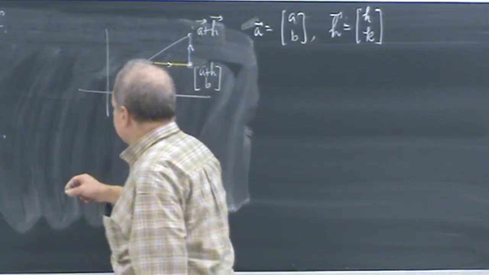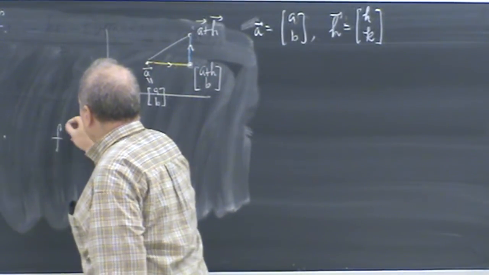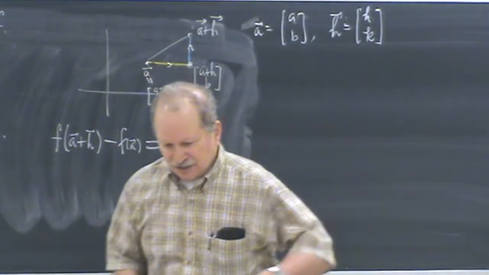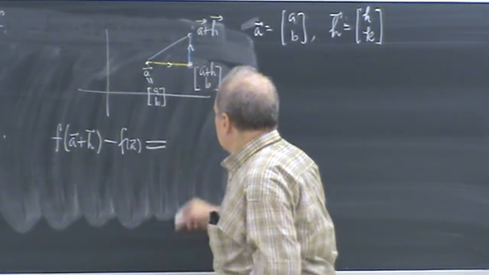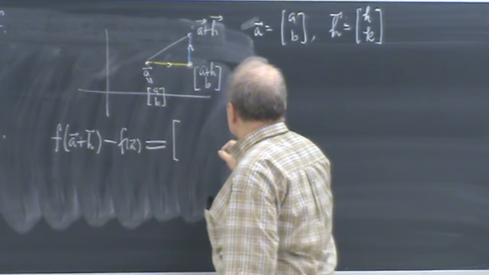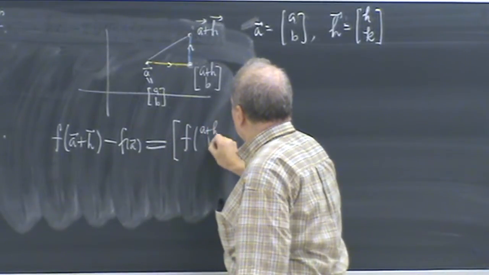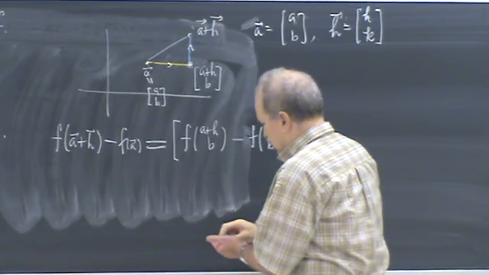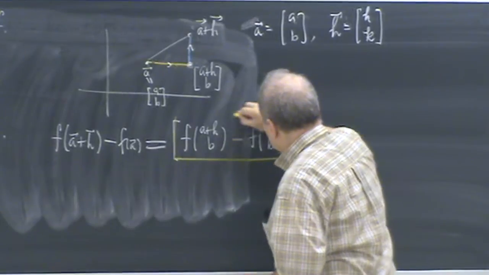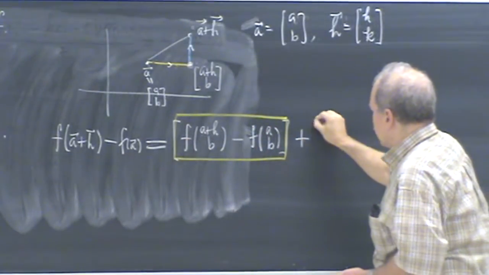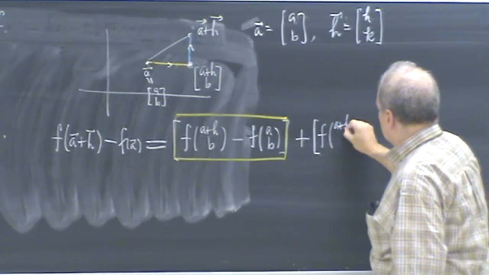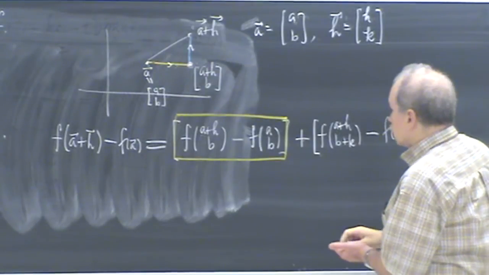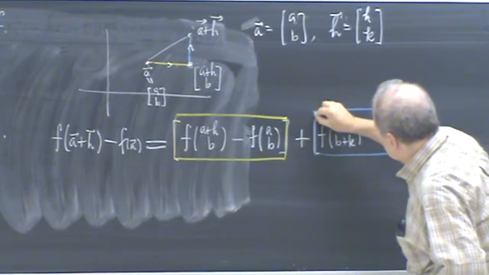So the key thing is that f of a plus h minus f of a can be broken into two pieces, which I'm going to color code for you. I'm going to do the first piece, f of a plus h b minus f of a b. So this is the blue, this is the yellow piece. And then I'm going to add the change on the blue path, where I go from a plus h b to the final point.